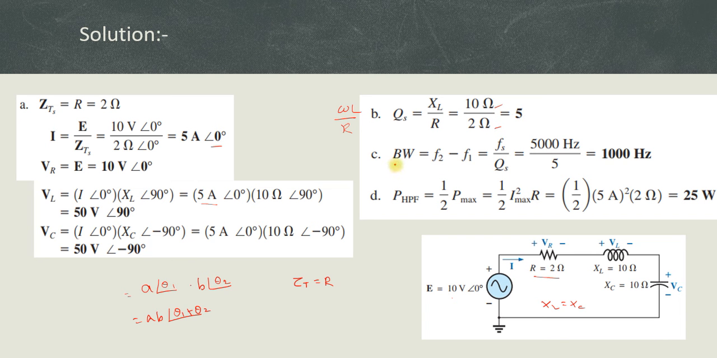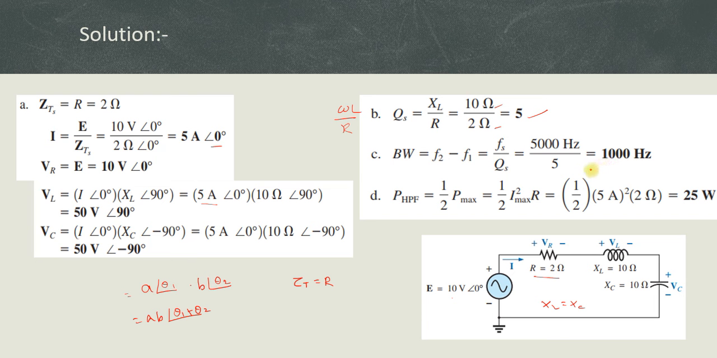And the third one is I want to find out the bandwidth. So bandwidth equals F2 minus F1, upper cutoff frequency minus lower cutoff frequency, which is equal to resonant frequency divided by quality factor Qs. So this is the formula. Here the resonant frequency is given as 5000 Hz. The value of quality factor is 5. Substitute the values, therefore the bandwidth is 1000 Hz.